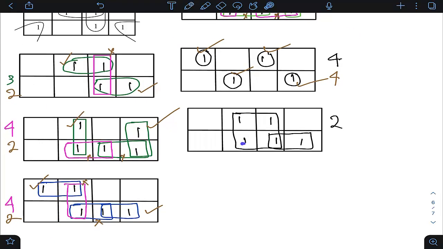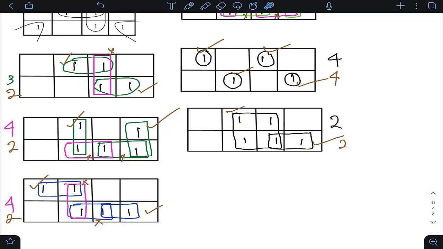Now in this case, if I ask you what is the answer, is it an EPI? Yes, because this one is not covered by multiple groups. So this is an EPI. So what about this group? Is it EPI? Yes, this is also EPI, because here 3 min terms are not covered by multiple groups. So here also the answer is 2.